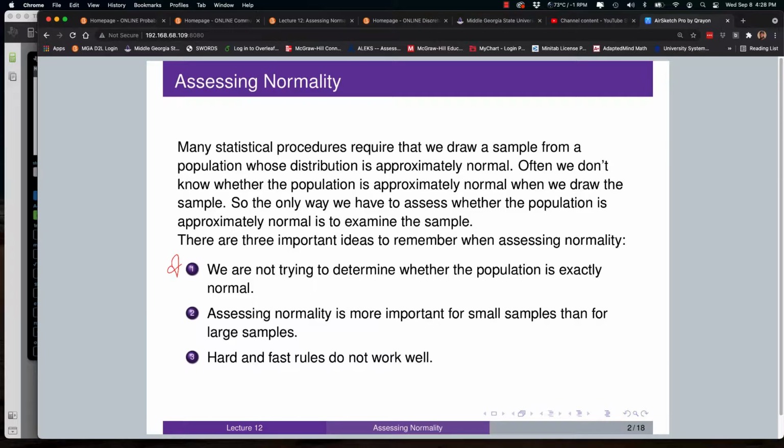Number three, hard and fast rules when we're assessing normality do not work well. Today we're going to discuss a few hard and fast rules, and two of the three of them I totally agree with. For our purposes in the course, we're going to stick to these three things, but note that the first one is going to be taken with a grain of salt, because there are conflicting beliefs out there in the stats world.